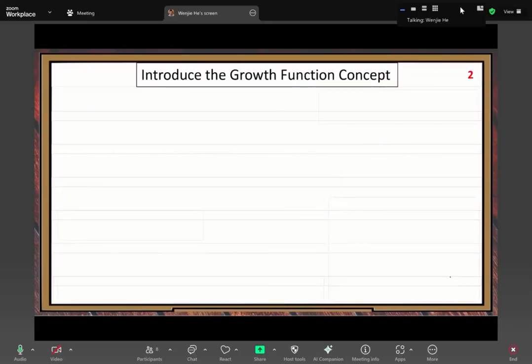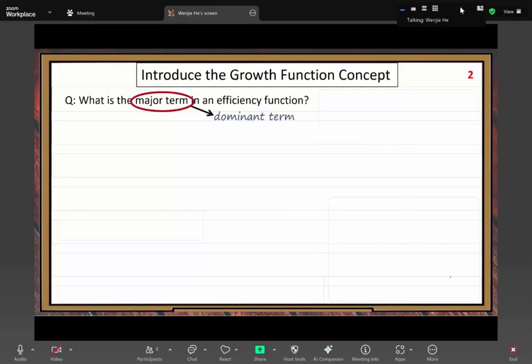Next, introduce the growth function concept. What's the growth function concept? Question. What is the major term in an efficiency function? Major term, minor term. So let's review a little bit. This major term, dominant term.